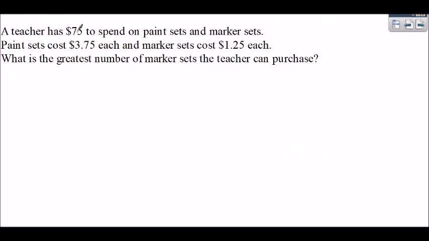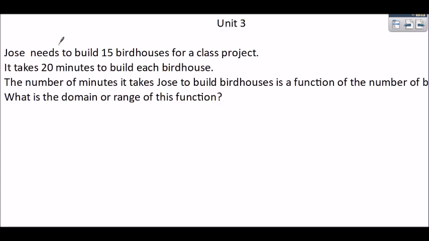The teacher has $75 to spend on paint sets and marker sets. The paint sets cost $375 and the marker sets equal $125 each. What's the greatest number of marker sets the teacher could purchase? So for this case, the paint set is just to distract us. Then it's just 75 divided by $1.25, 60.